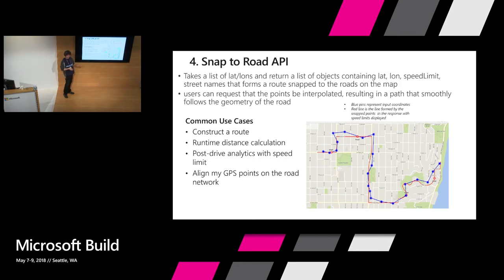Speed limit is a really important one. Posted speed limit. A lot of companies use this for post-drive analytics, where they've got historic GPS trails for their drivers, and now they want to know, like, okay, I know where the guy was going, but was he within the speed limit? So they can run their GPS trail through this API, get the speed limits back, and then know how the driver was doing.